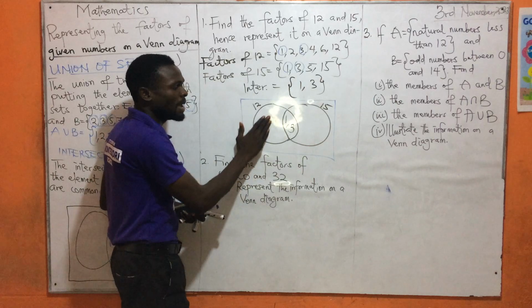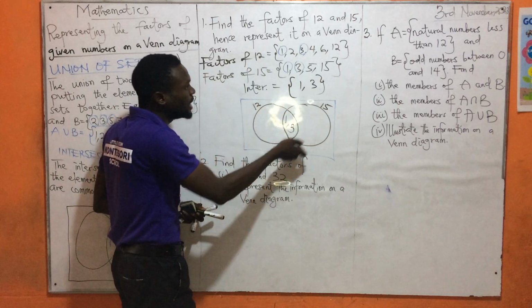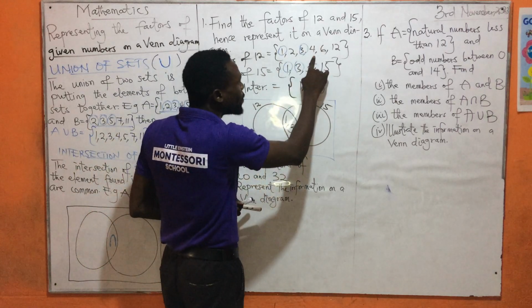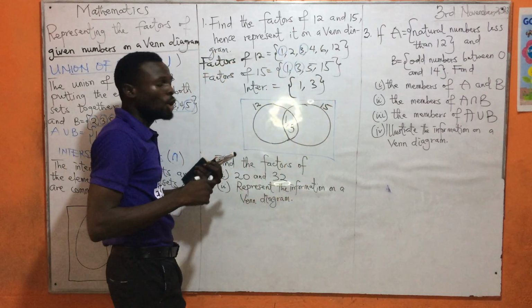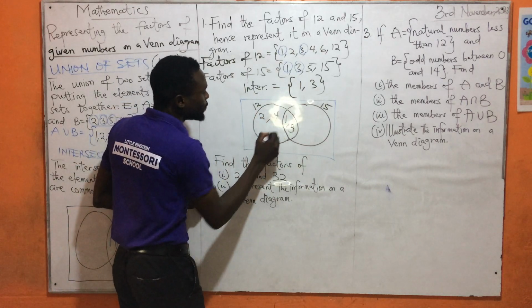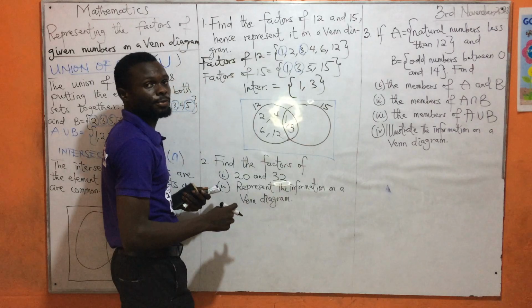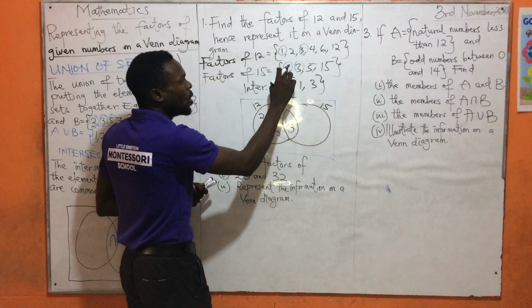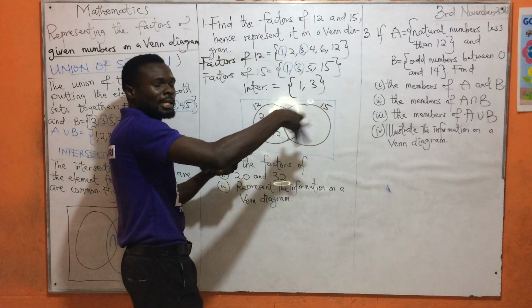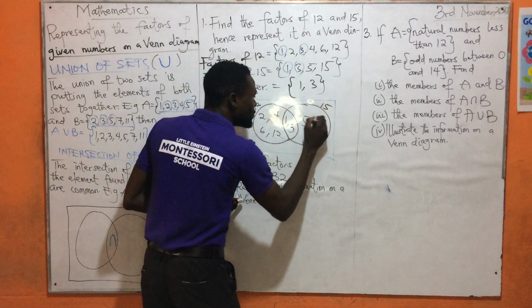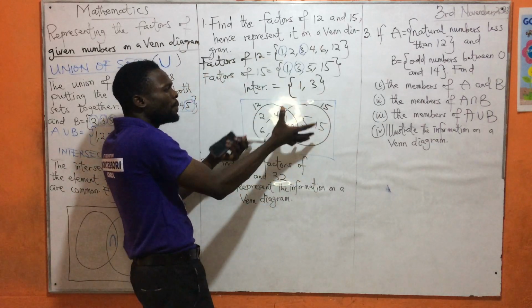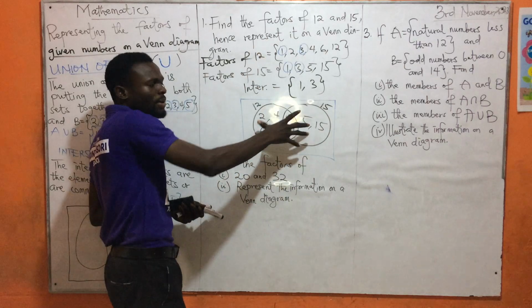Now we have to get the element for 12 so that we complete it. 12 is not only 1, 3, but you have 2, you have 4, you have 6, you have 12. So we have to enter all at this column, which is 2, 4, 6, 12. Then we also do the same for 15. 1 and 3 has already been written, which is the intersection. Then we have 5 and 15. So with this, we have been able to represent the information on a Venn diagram.